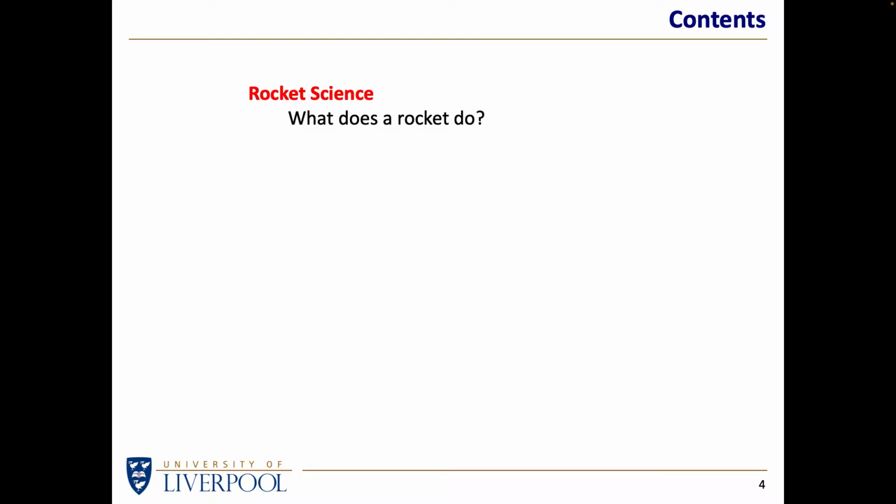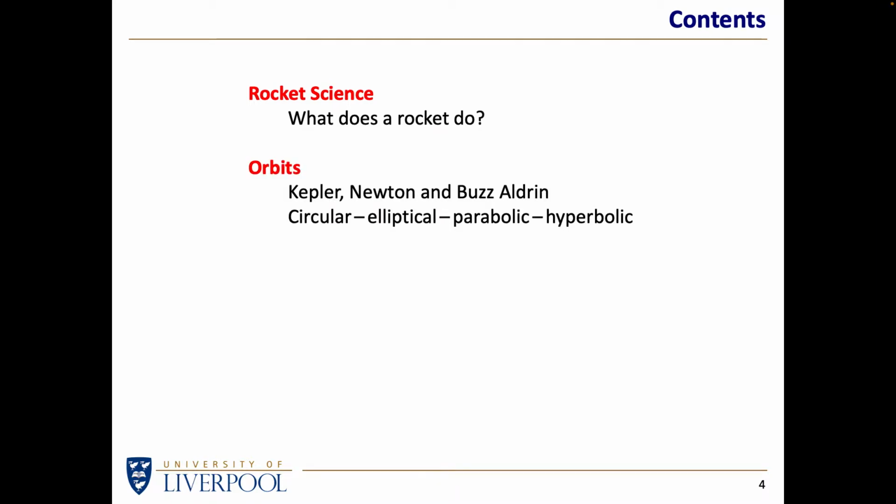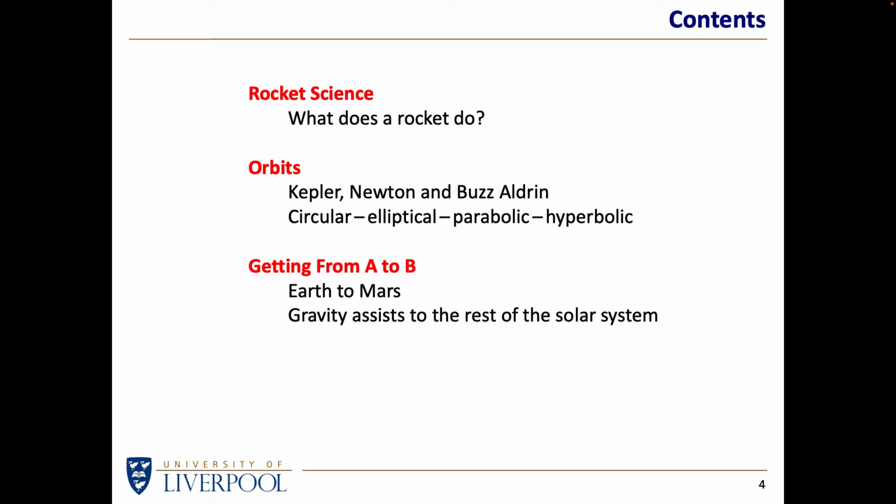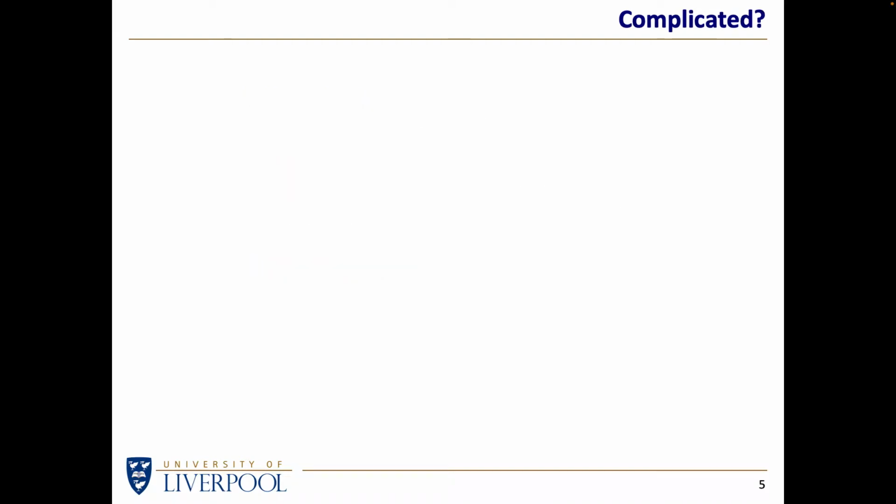So I'll be talking about what a rocket is for, talking about orbits, about how Kepler discovered elliptical orbits and Newton explained them, about how you get from A to B in the solar system, and how you use gravity assist to get from one planet to another with the minimum amount of fuel, and then what sort of started this idea of writing a talk about rocket science was a question I got a long time ago, is how can the James Webb Space Telescope park at a particular point in space called a Lagrange point? So it'll finish with what these parking spots are all about.